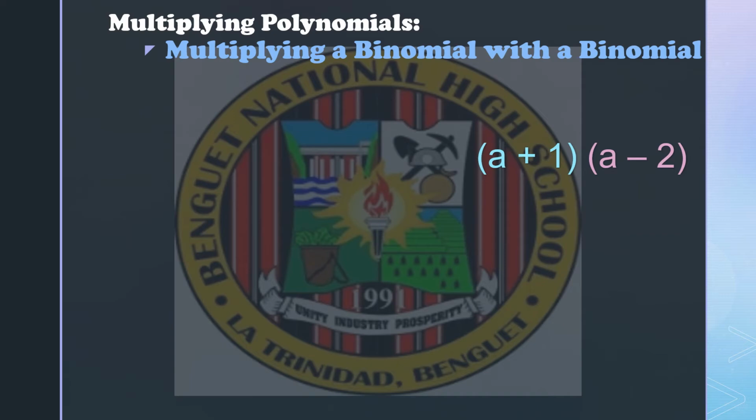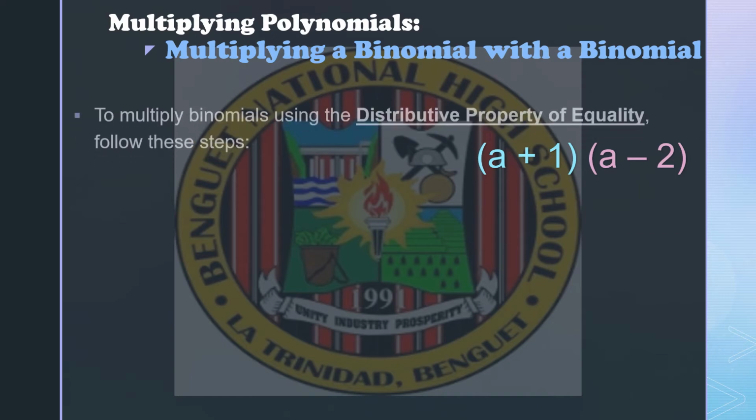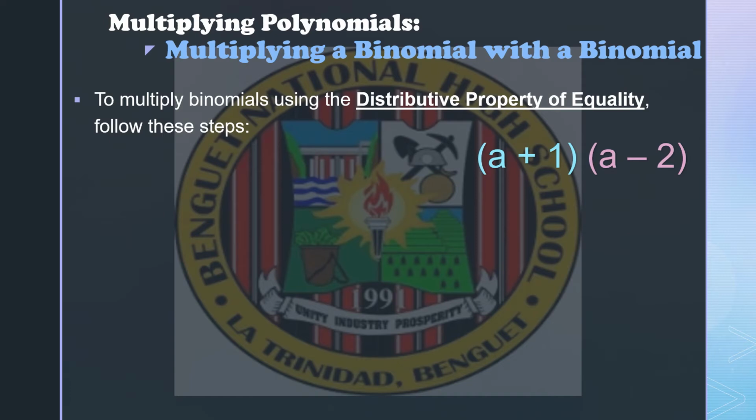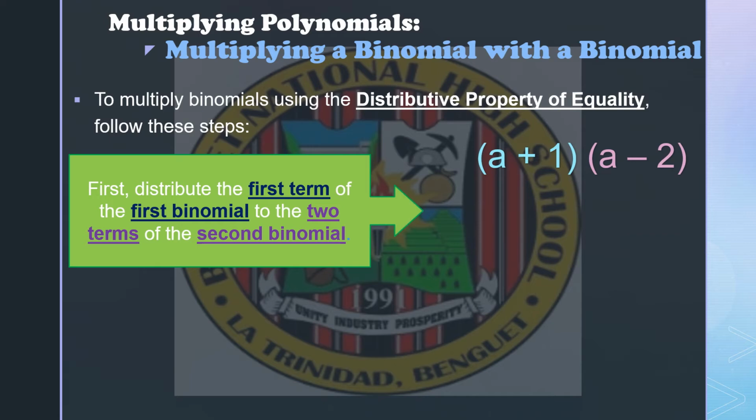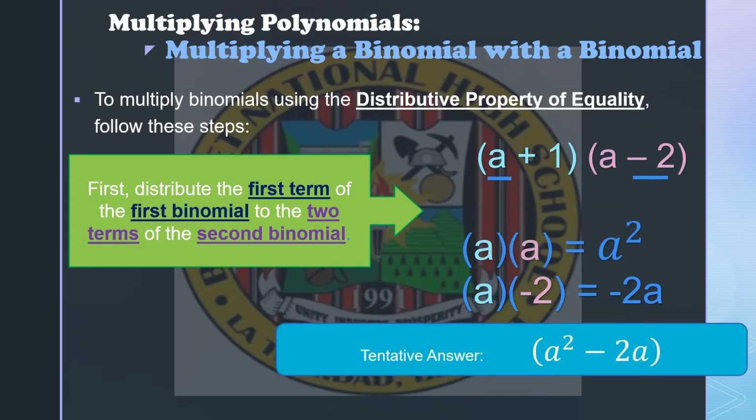If you are going to use the distributive property of equality to multiply binomials, you are going to follow these steps. First, we distribute the first term of the first binomial to the two terms of the second binomial. Again, we are going to follow the laws of exponents in multiplying the variables, and of course the rule in multiplying integers, especially for the numerical coefficients. If we do the process right for our example, we will have a squared minus 2a as our partial answer.